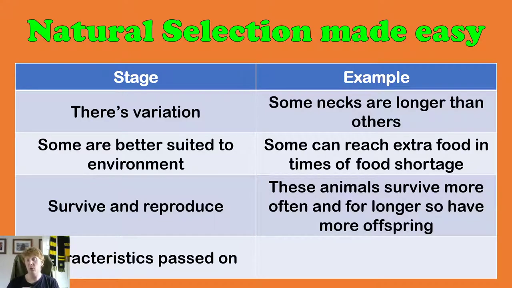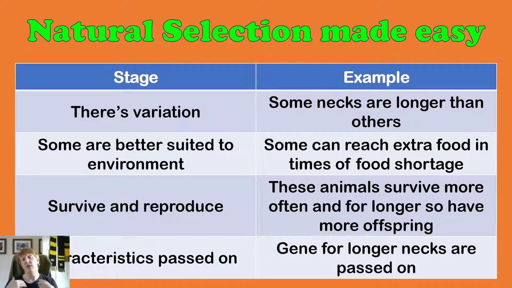Because these animals can reach higher in the tree, they can actually survive more. And because they can survive more, they can also reproduce more. And so they have more offspring, right? And then lastly, this means the gene for longer necks gets passed on again and again and again. And over millions of generations, generation after generation, you'll get gradual change over time, or evolution.